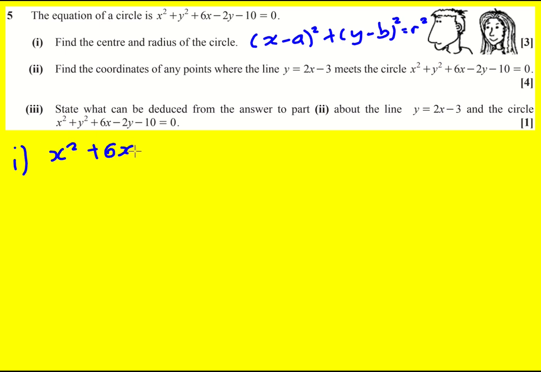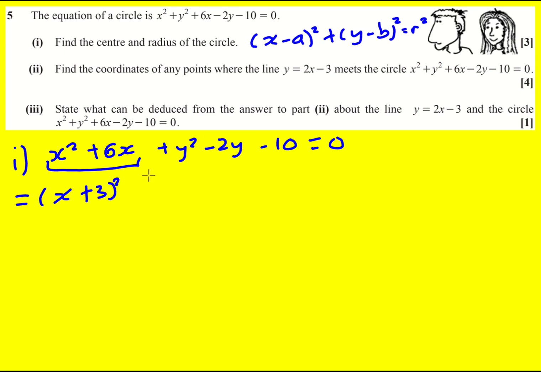x squared plus 6x plus y squared minus 2y minus 10 equals 0. Just rewritten it to make the completing the square a bit clearer to see. So it's going to be x plus 3 all squared, halving that 6, and then minusing 9. So that is equivalent to x squared plus 6x. And then this is y minus 1 squared minus 1. That is equivalent to y squared minus 2y, but they're now in completed square form. Minus 10 equals 0.